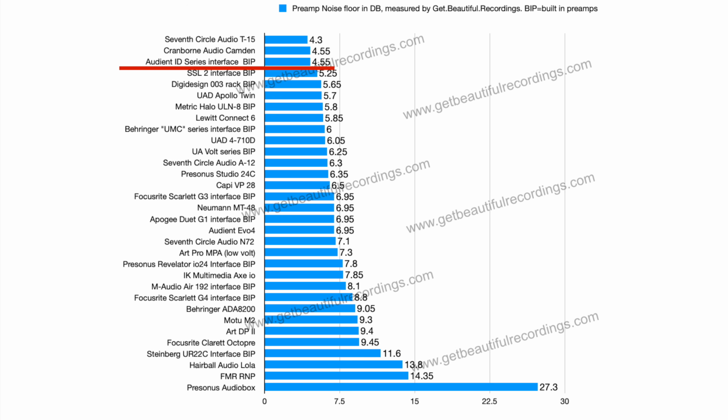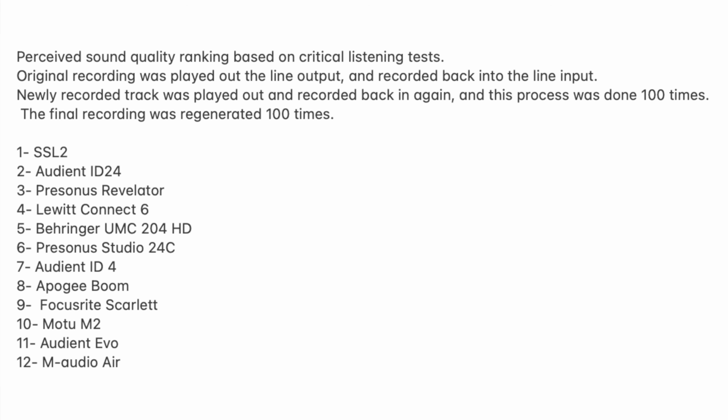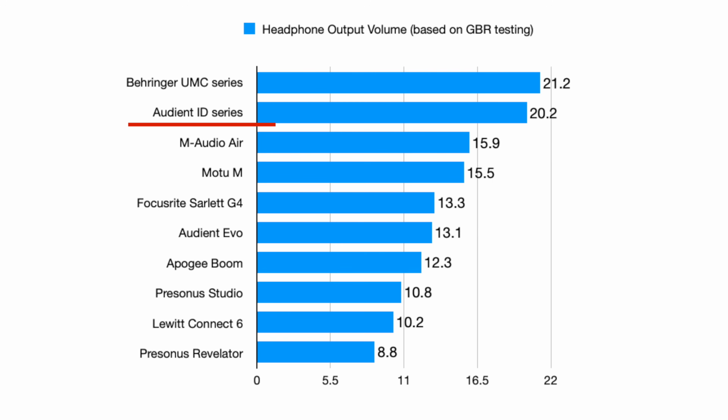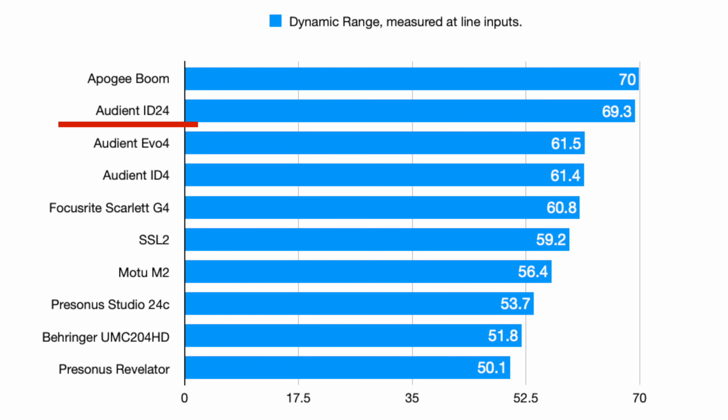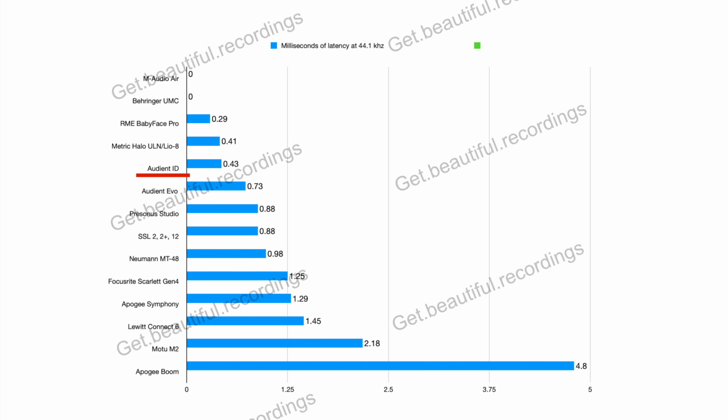The Audient ID series interfaces measured a noise floor of 4.55. This is on par with some of the lowest noise external preamps available. Not only were the Audient ID series preamps the very best of any audio interface I tested, but they also had the best average performance of all the other tests combined, even when compared to some much more expensive interfaces.